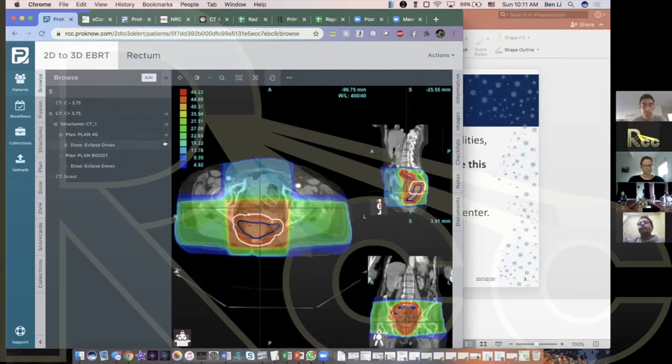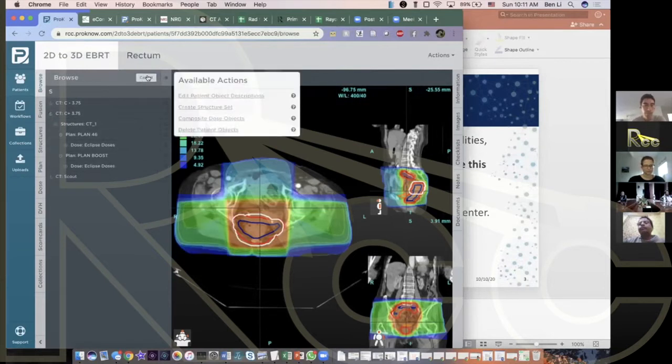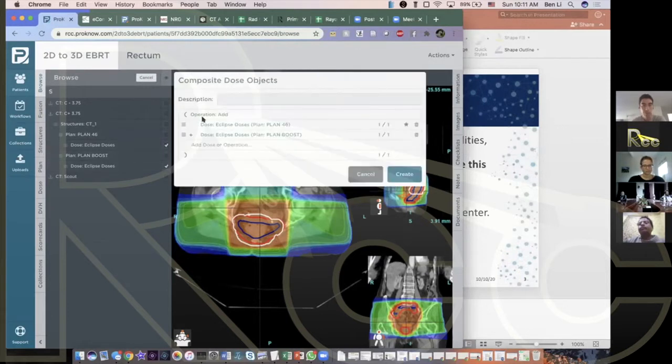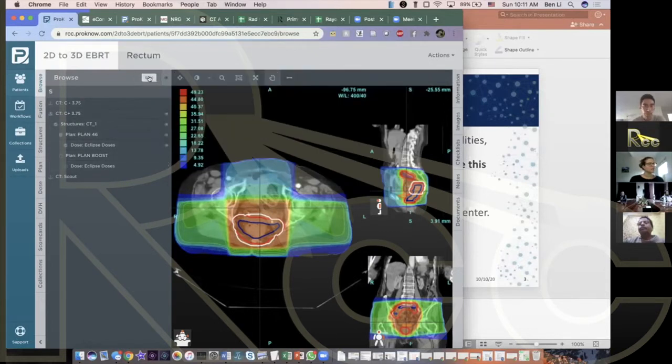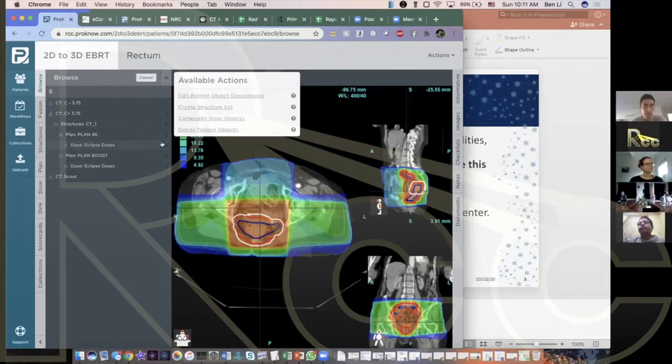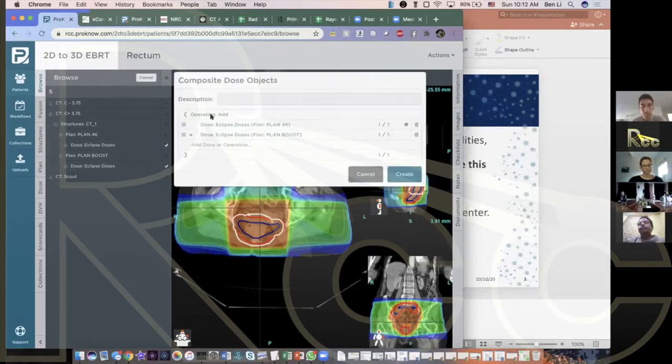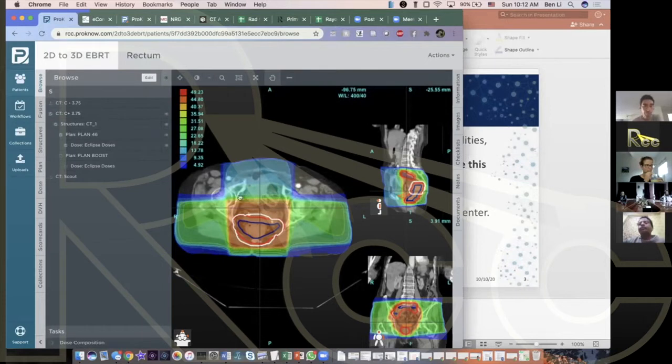And this is a sort of advanced trick, but I'm going to show how we can actually create a composite dose. So I'm simply going to add the doses. Again, first I clicked edit, then I selected the doses I want to add, and then clicked composite. And I'll call this composite dose. And now we have a composite dose.